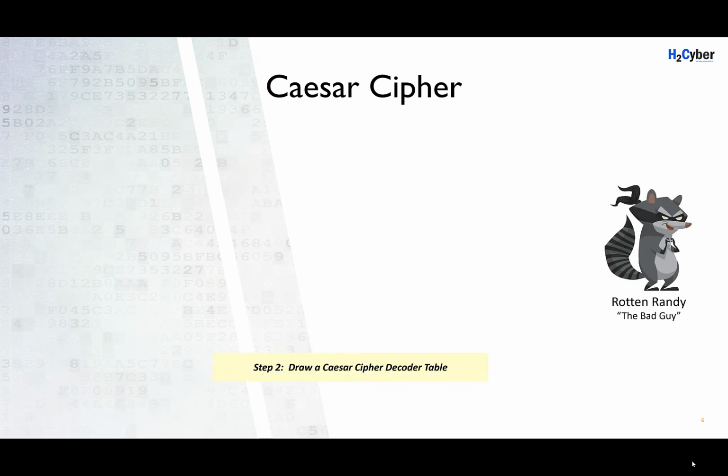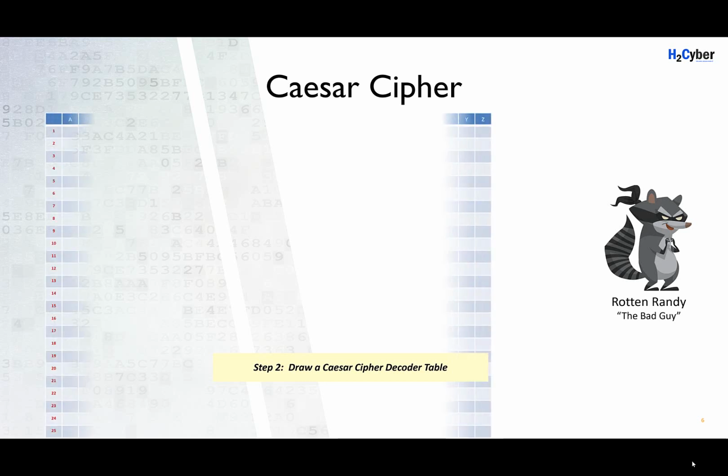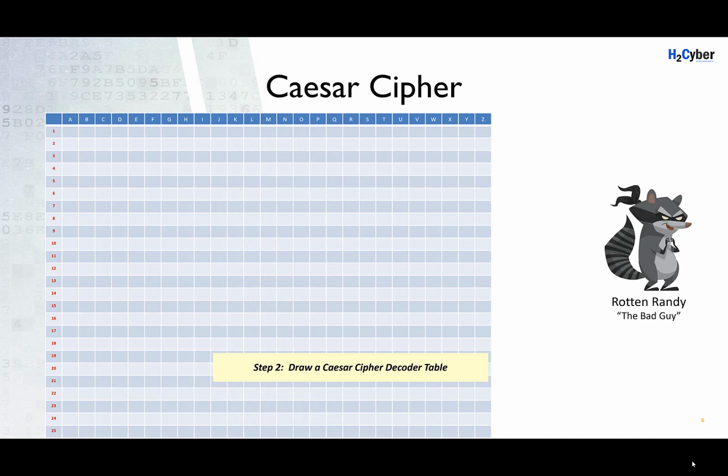Our second step is to draw a Caesar Cipher decoder table. Take a piece of paper and place it so the long edge is on the top and the bottom, and the short edge is on the left and the right. Now we need to draw a very big table. On the top of the piece of paper, write out the alphabet, and then write the numbers 1 through 25 down the left side of the paper. Your piece of paper should look like what's on the screen. Hit the pause button and take a few minutes to draw your table. Hit the resume button when you're finished.